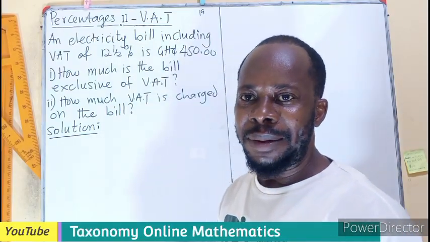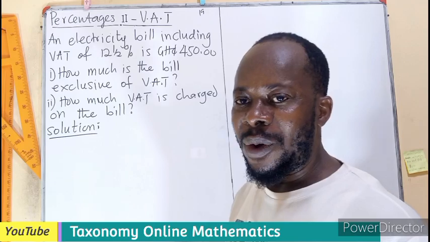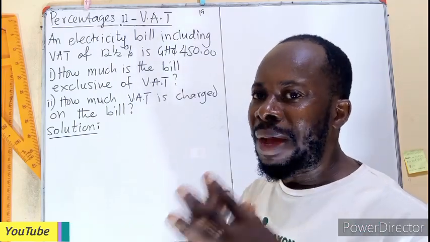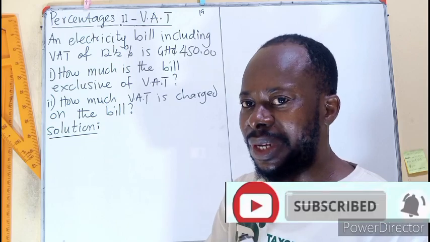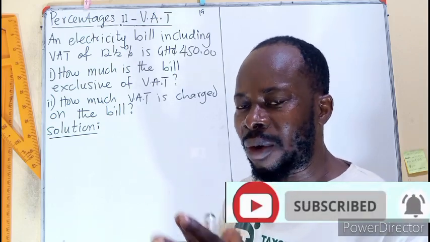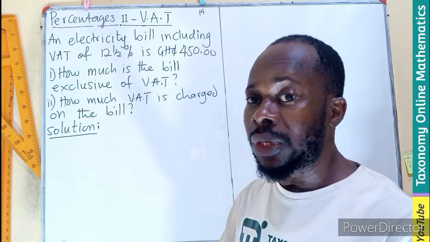Hello, viewers. Welcome. Let's look at this question. We are still on the episode on percentages 2, where we pick the VAT calculation. This is episode 19 of that series, and episode number 6 on the calculation of what?